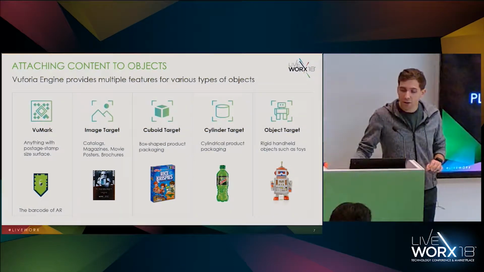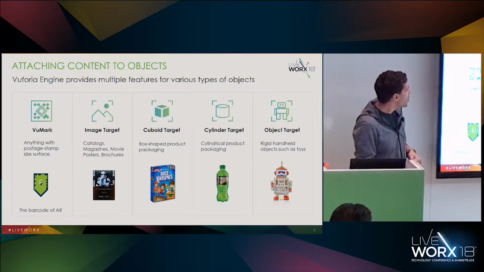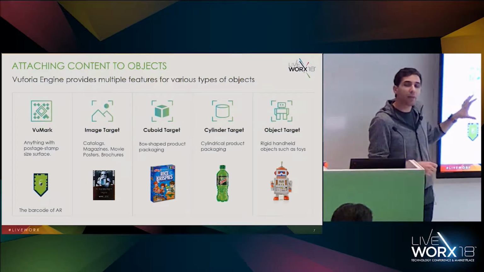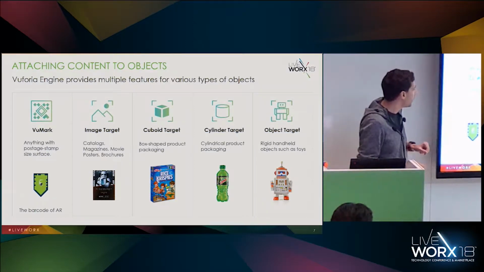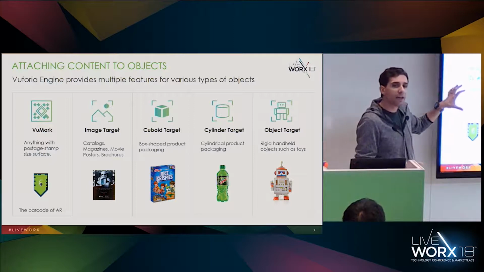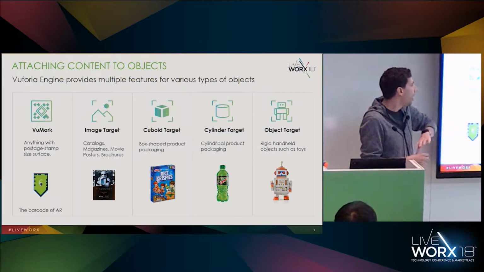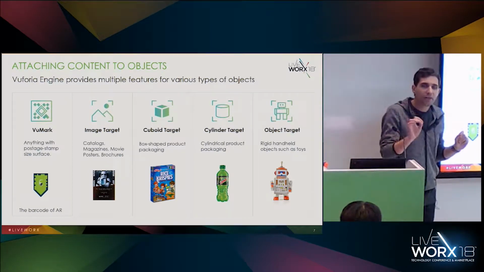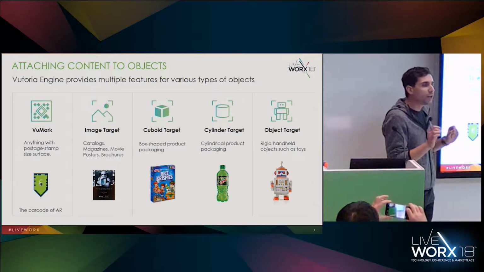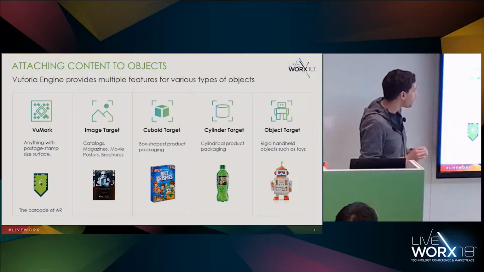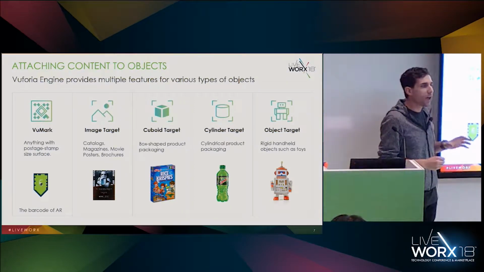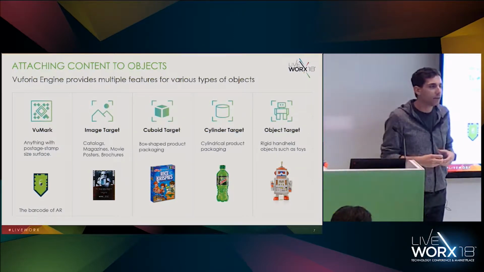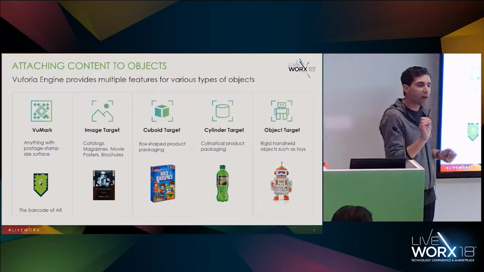So let's talk about putting content onto objects. First thing I'm going to talk about is the VuMark, which is very similar to the ThingMark for those of you who are familiar with Studio. What's really fun about this is that not only can you augment objects using VuMarks, you can also identify an object down to serial number, because we can store data inside of a VuMark. We like to think of VuMarks kind of like barcodes or QR codes for augmented reality.